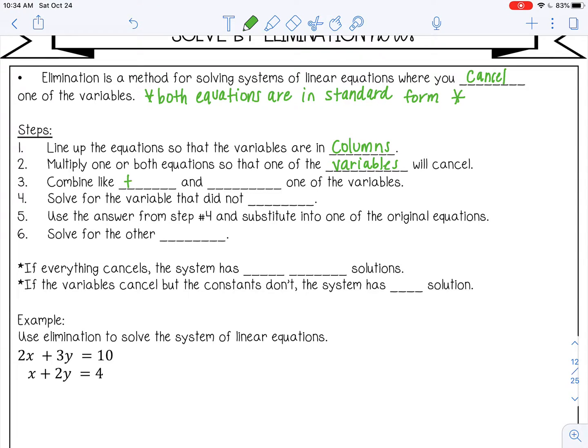Next, you want to combine like terms and cancel one of the variables. And then you'll solve for the variable that did not cancel. Then you'll use your answer from step number 4 and substitute into one of the original equations, and solve for the other variable.